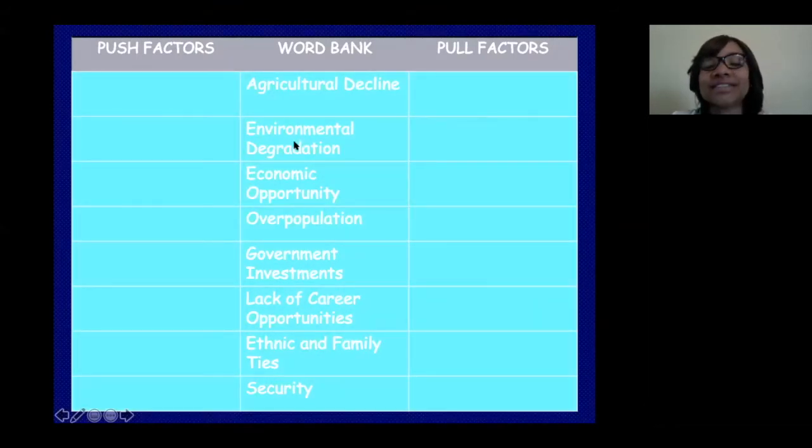Okay, environmental degradation. Which one would that be? Okay, I see everyone coming in.